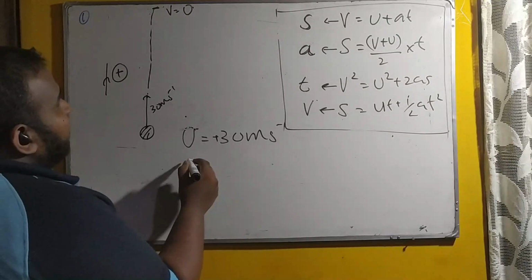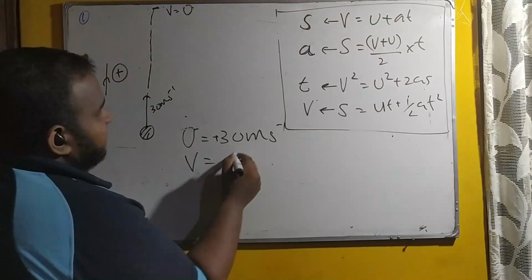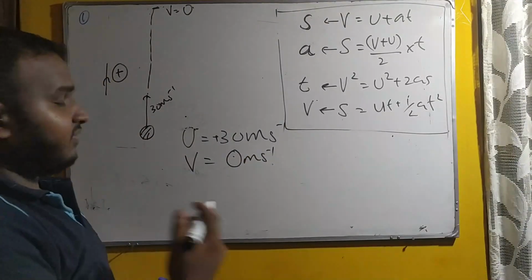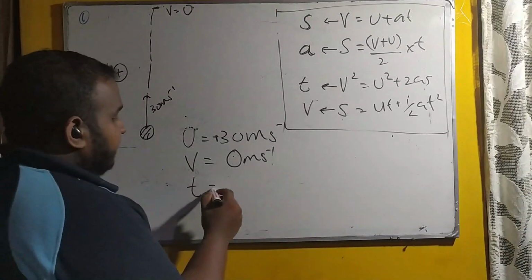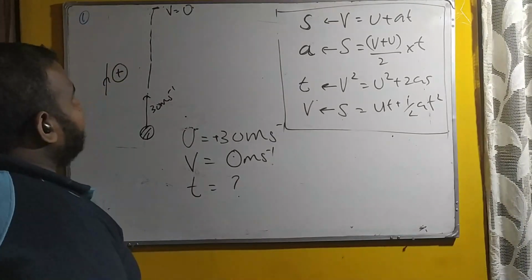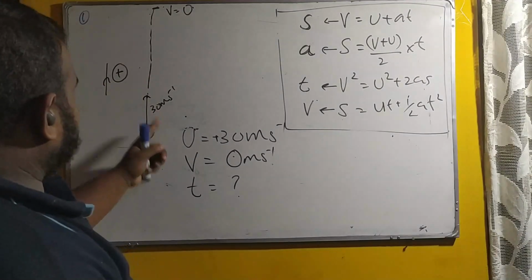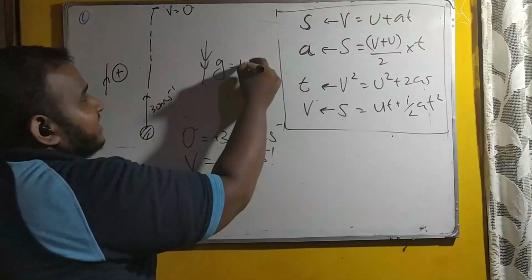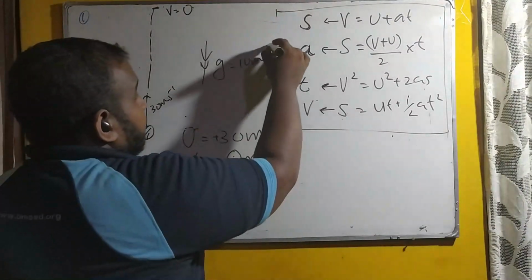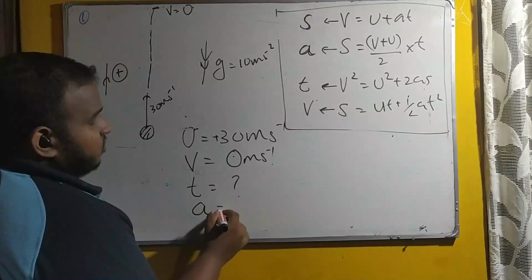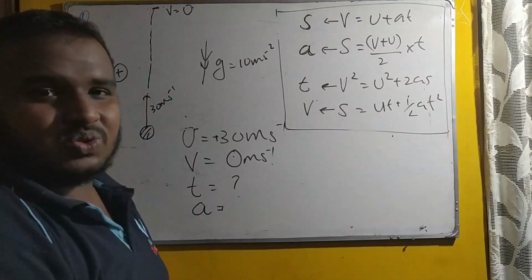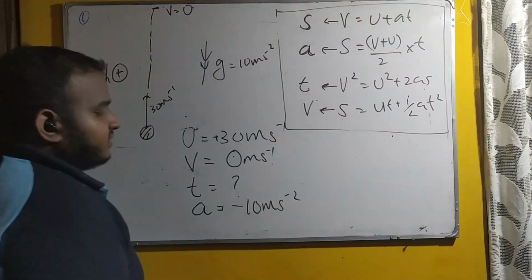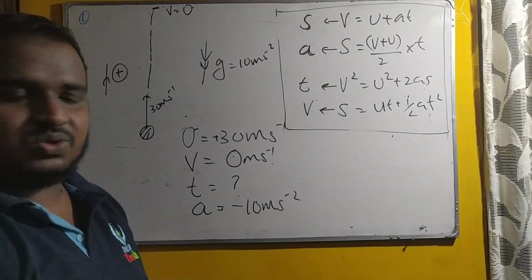And what else have they given you? They have given you the final velocity. The final velocity is 0. The question is to find the time. The question is time taken. So time is the question. And finally, what is the acceleration? It's happening under gravity. The acceleration is 10 meters second minus 2. But how should the acceleration be, plus or minus 10 meters second minus 2? It should be minus 10 meters second minus 2.